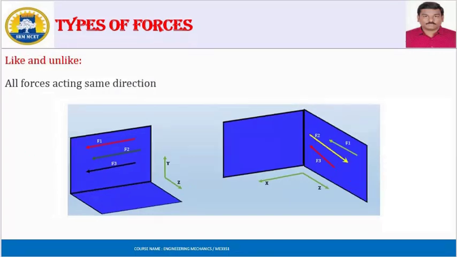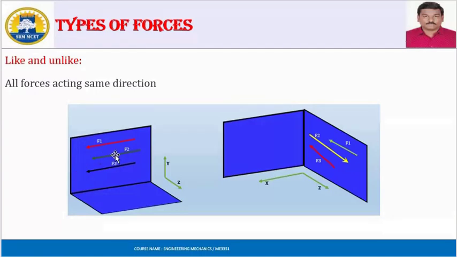And finally, like and unlike forces. What is meant by like forces? Like forces means same direction. All forces act in the same direction: F1, F2, F3. Three forces act in the same direction, all towards the left-hand side. So that is called like forces.